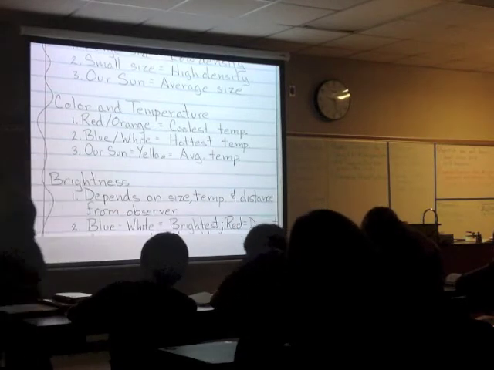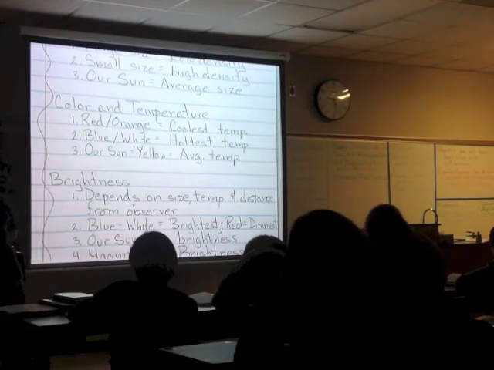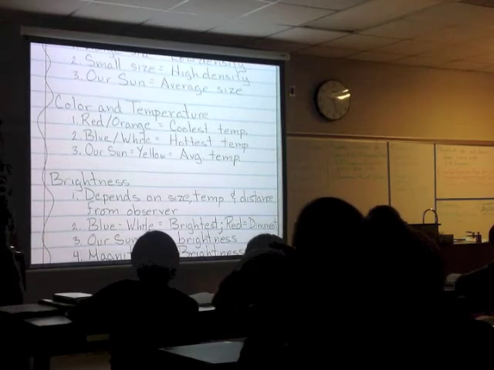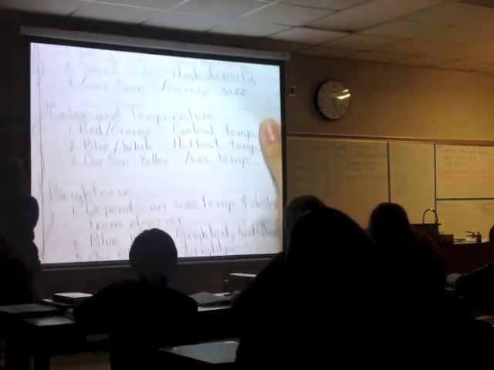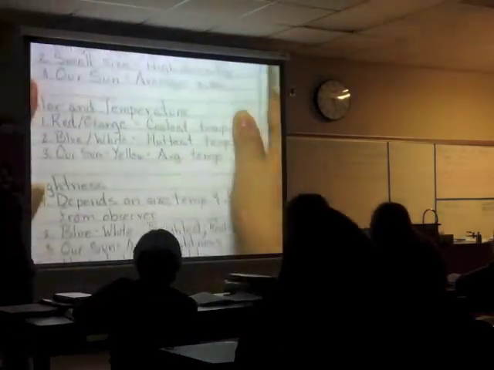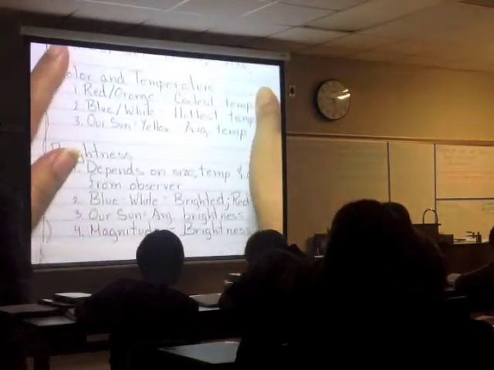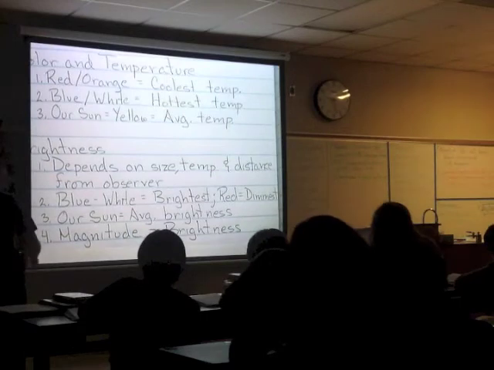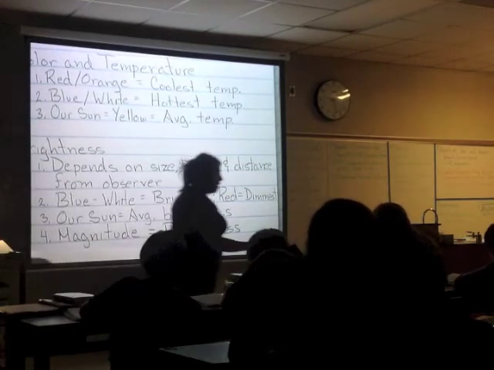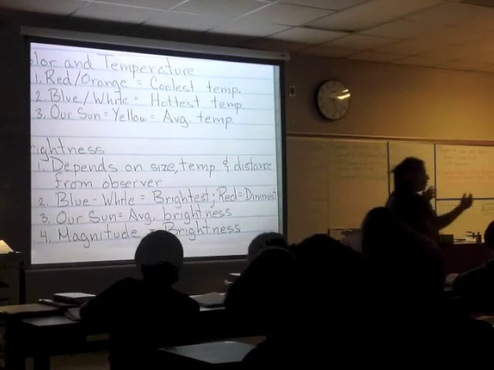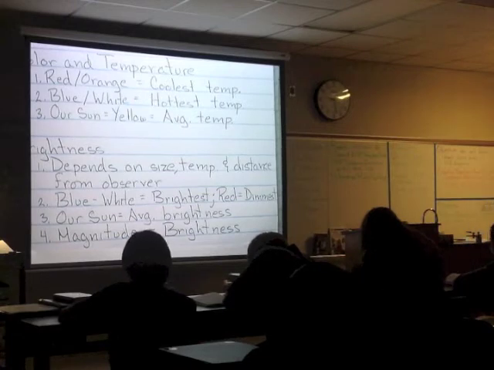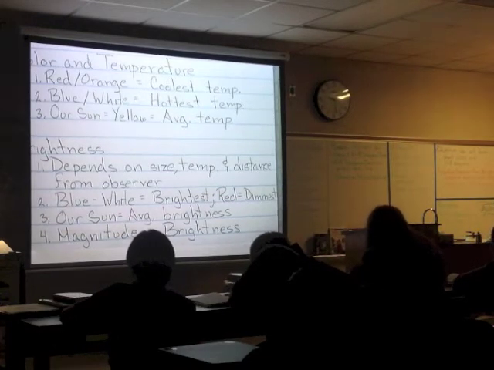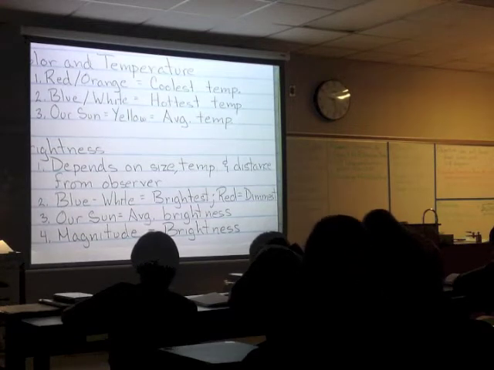Our sun is average temperature. I'm going to move this for a second, because I need it closer. Okay. Our sun, for the most part, is of average brightness. So when we really think about a sun, we can just think of it as average. Average size, average temperature, average brightness. It's sort of in the middle. Okay? And we're going to see why in just a second when we look at the HR diagram.